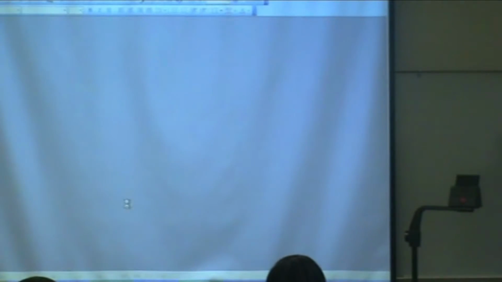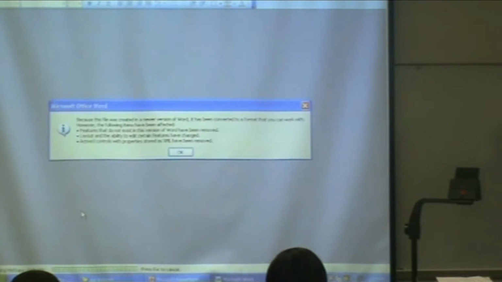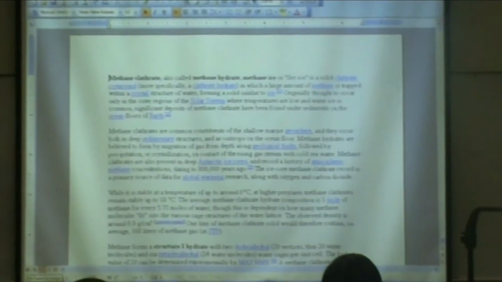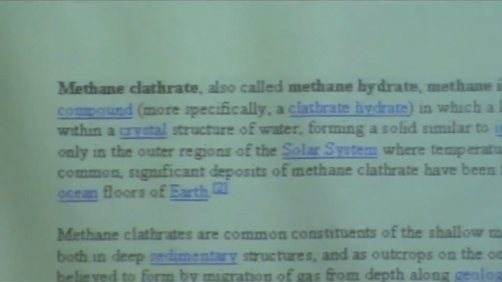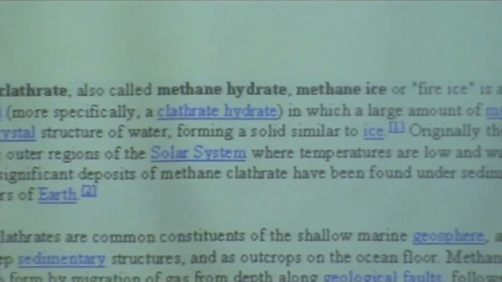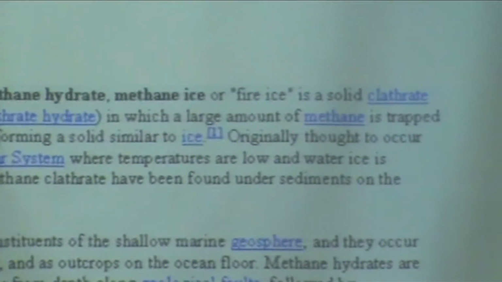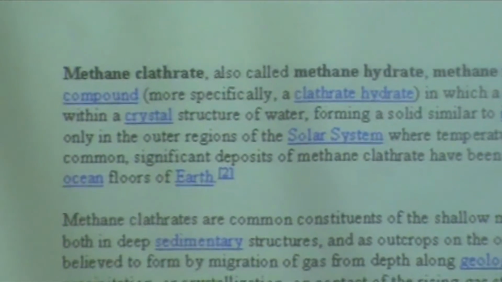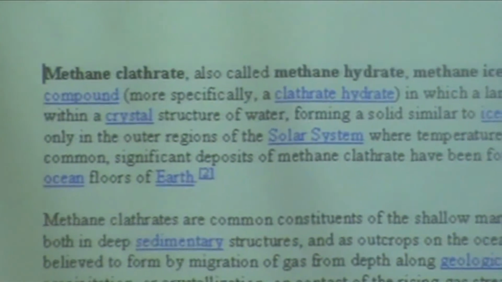This comes from Wikipedia. I just want to show you this, and then I want to mention one more word, a strange term that I want you to be aware of, and then I'll ask some questions. There it is. A methane clathrate is another name for methane hydrates, and another name for that, of course, is pyrite. It's a solid clathrate in which large amounts of methane are trapped within a crystal structure of water. So that's essentially what a clathrate is. I didn't want to use that term here, but just so you're aware of what that is, it's the methane trapped in ice.